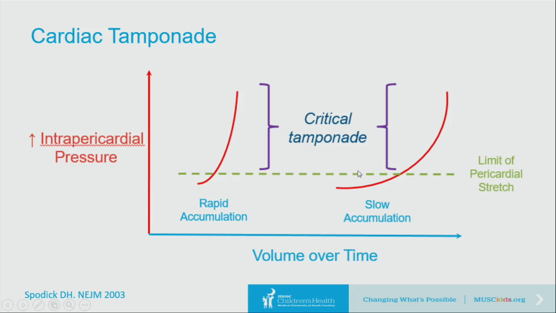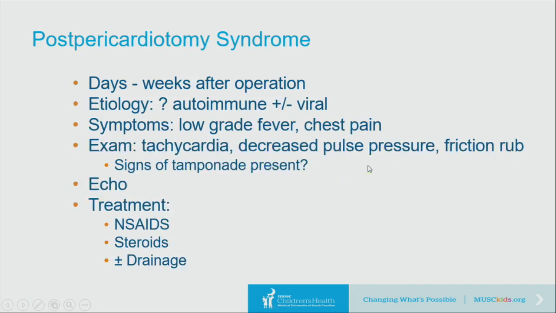Whereas if you've got the typical outpatient, the 4-year-old ASD repair who's been home for several weeks and then comes back with a very large pericardial effusion, that effusion has likely accumulated slowly over time, and the pericardium has had time to stretch, so you can get a lot of fluid in that pericardial space before the patient develops tamponade and reaches the limits of the pericardial stretch.